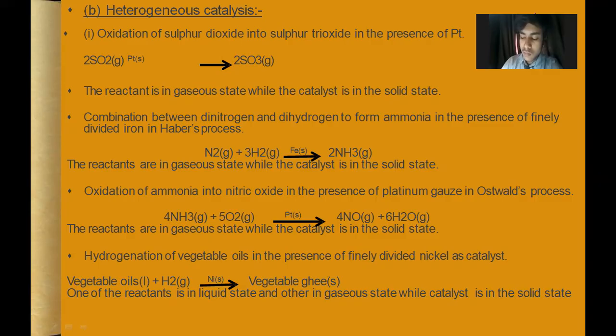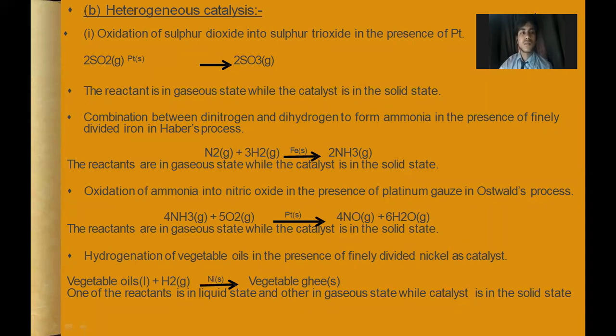Combination between dinitrogen and dihydrogen to form ammonia in the presence of finely divided iron in the Haber process. Now you can see nitrogen and hydrogen both are gases. Ammonia, the gas obtained as product, is also a gas, and the catalyst which we are taking to perform this reaction is iron, which is in solid state. So the reactants are in gaseous state while the catalyst is in solid state.